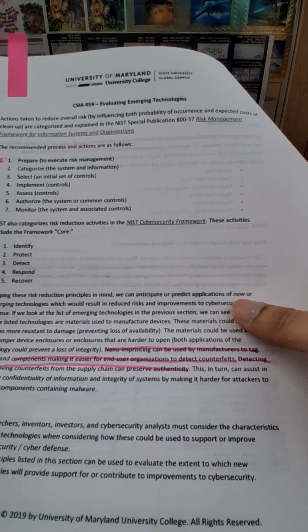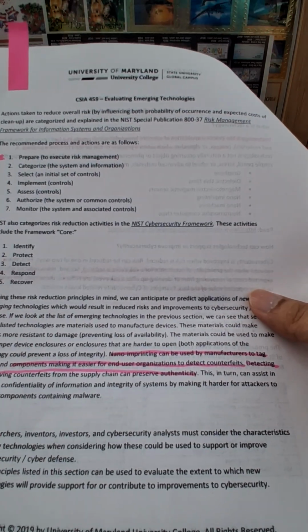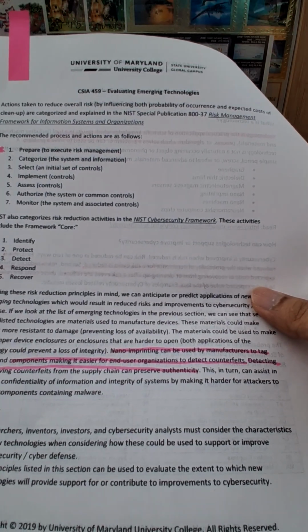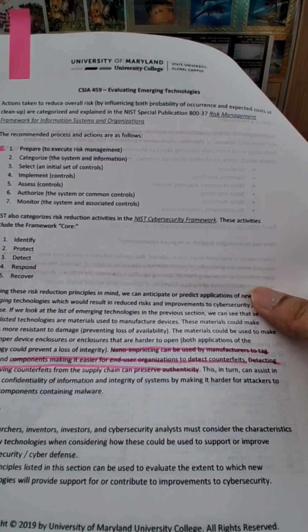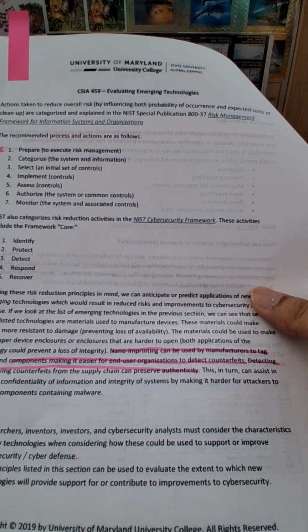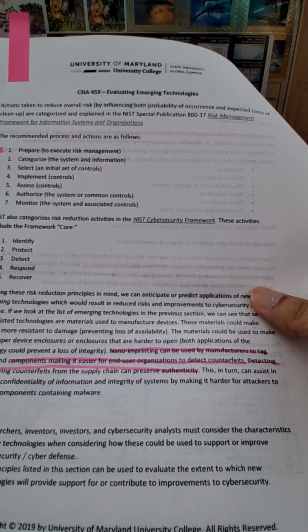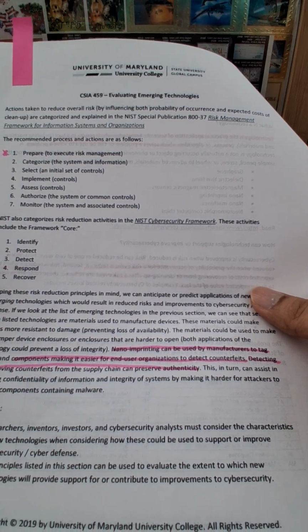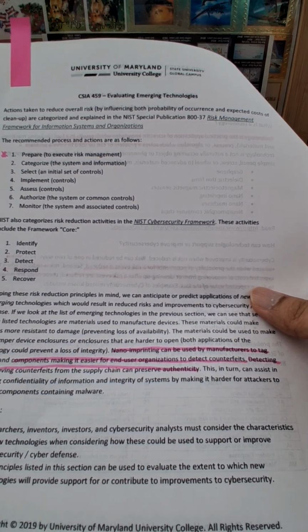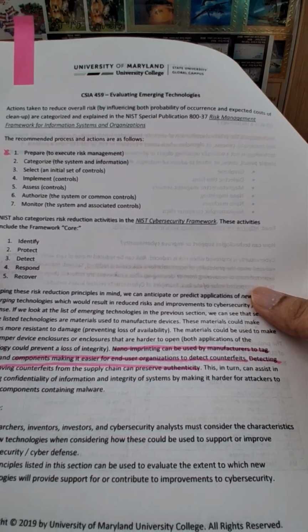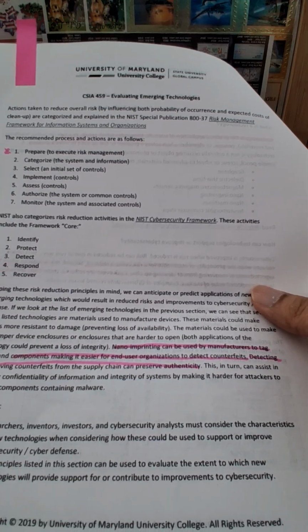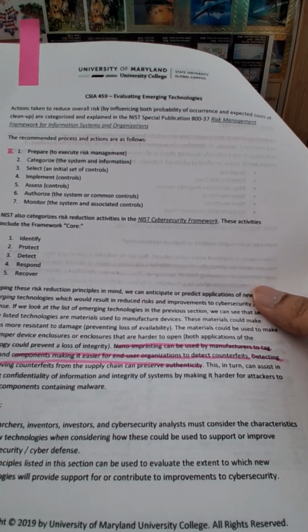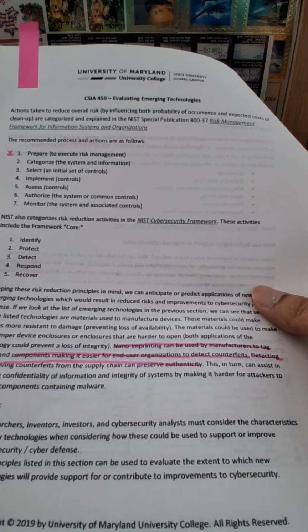The recommended process and actions are as follows. Prepare is to execute risk. Prepare, categorize, select, implement, assess, authorize, and monitor. And you use the National Institute of Standards and Technology Cybersecurity Framework: identify, protect, detect, respond, recover. You'll see that in cybersecurity a lot, so always remember how to do it.